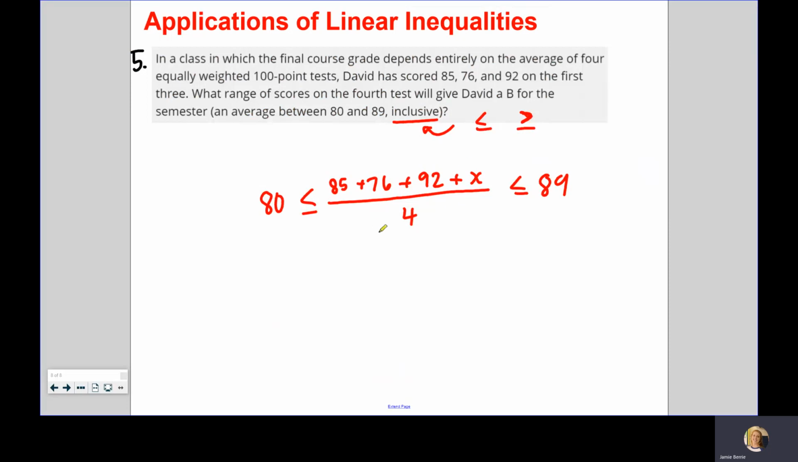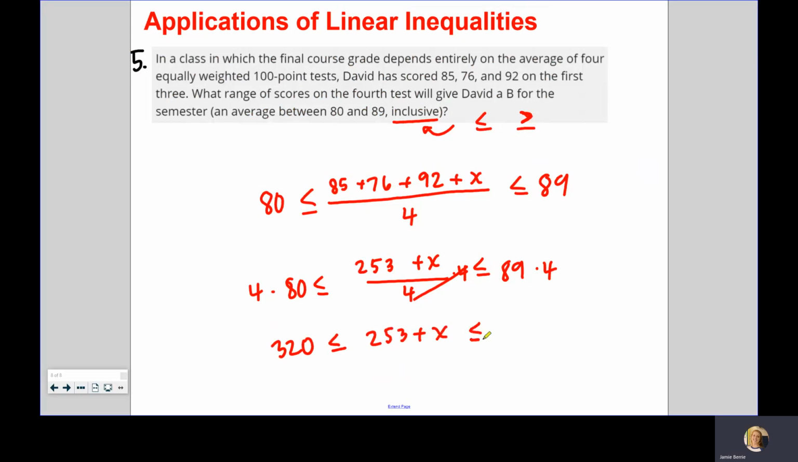All right, so let's go ahead and add this stuff up. I'm going to start by adding 85 plus 76 plus 92, which is 253. So we have 80 less than or equal to 253 plus x over 4 less than or equal to 89. That way we combined our like terms. This is a conjunction, so we are going to try to get x by itself in the middle, and we're going to multiply every side by 4. That's going to get rid of that fraction. Multiply by 4 everywhere. 80 times 4 is 320, less than or equal to 253 plus x, less than or equal to 89 times 4, which is 356.